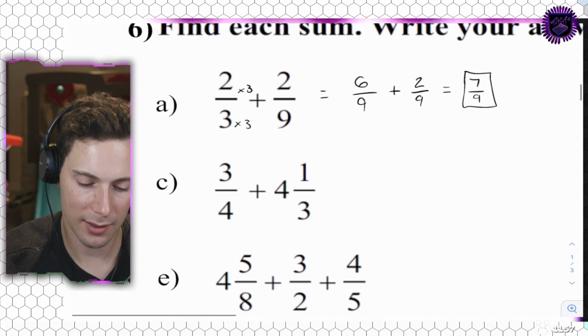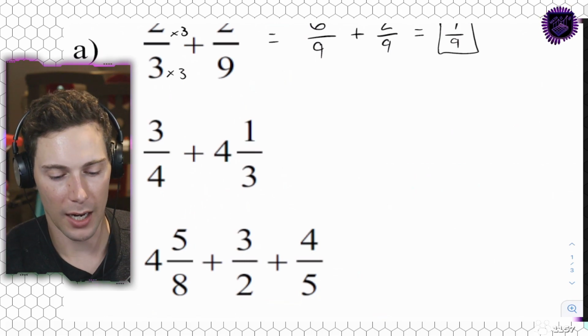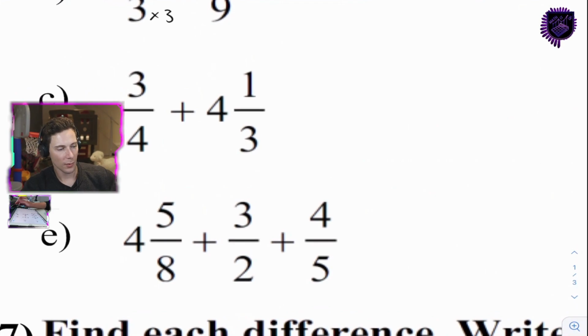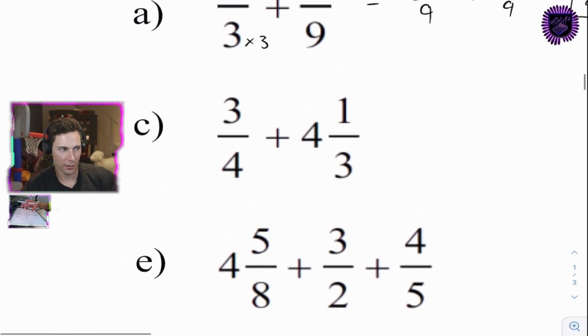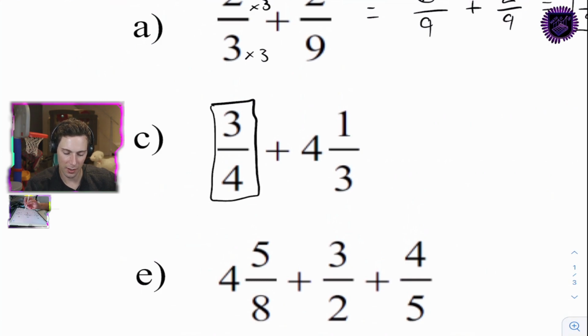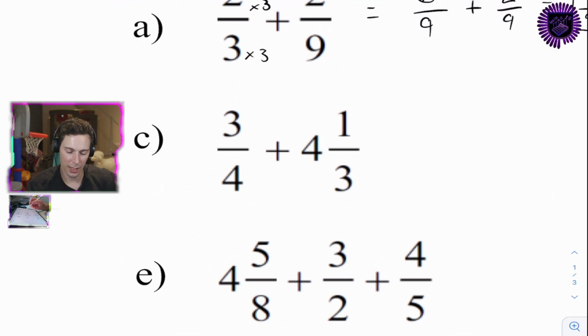Question C, 6C. Now we have a mixed number in the mix here. So our mixed number is going to be a little bit different. And with adding, actually, it's not going to be different. With adding, we don't have to do anything. We just treat it like it's a different thing. So it's here, here, and here. So we're going to treat it like 3/4 plus 1/3. Super easy. We're going to ignore it.